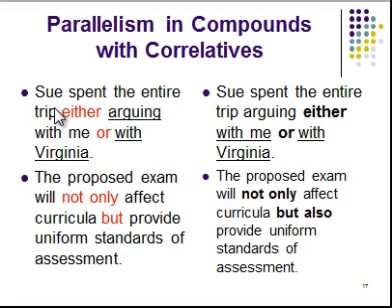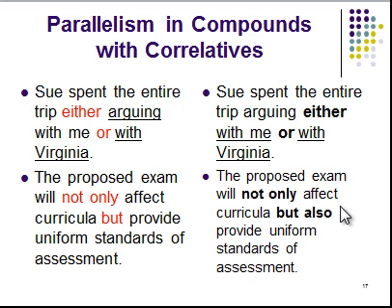Here on the other side it says Sue spent the entire trip either arguing with me or arguing with Virginia. You can add arguing here, but why make it tough? Do it the easy way, just by putting the verb before either, and then it will be correct. The other example: the proposed exam will not only affect curricula but provide uniform standards or assessment. Here we remind you again that not only has to be followed by but also. So if also is missing here, it's wrong.